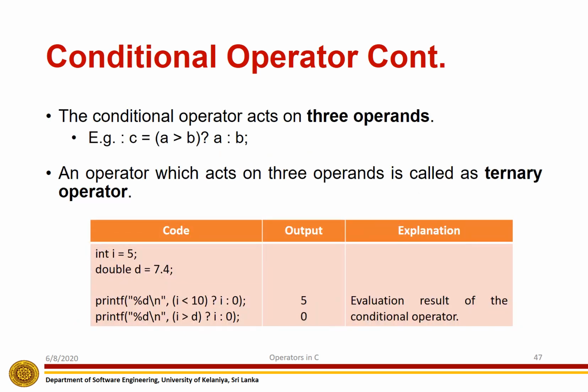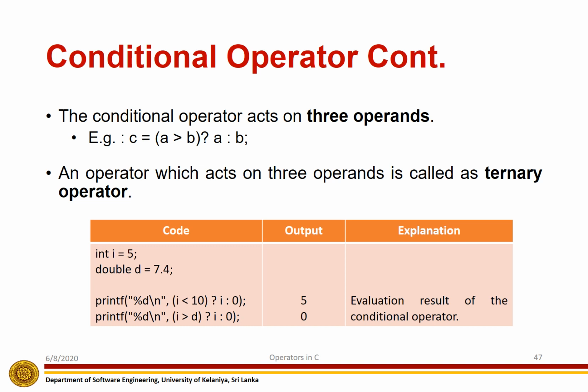The conditional operator acts on three operands. An operator which acts on three operands is called a ternary operator. You can see in the example c = (a > b) ? a : b. If a is greater than b, a, otherwise b. Here a > b is one operand and a is another operand and b is another operand. So there are three operands.